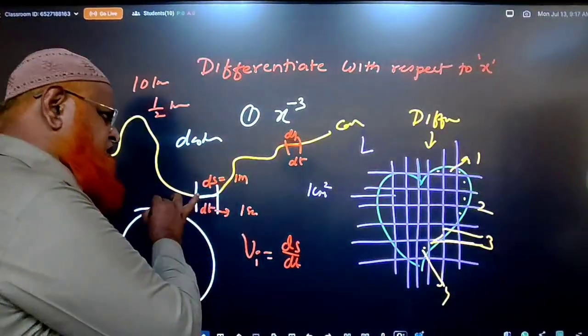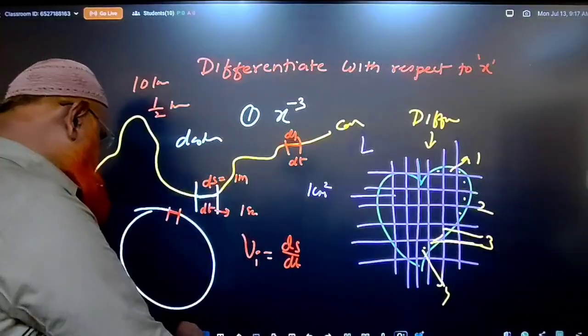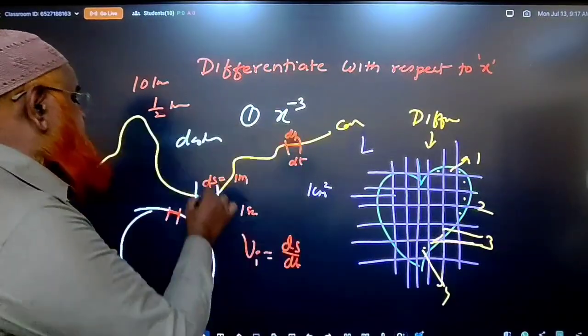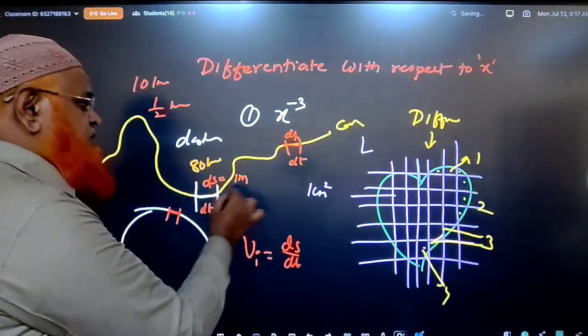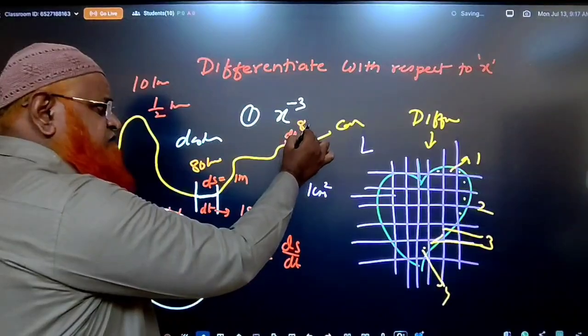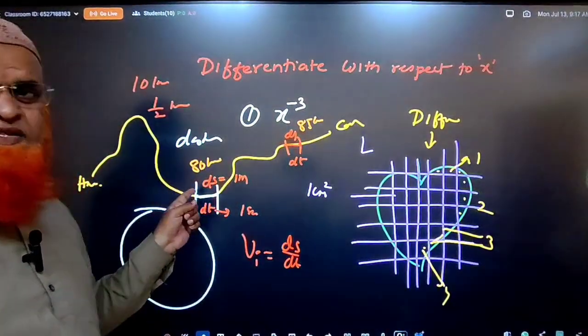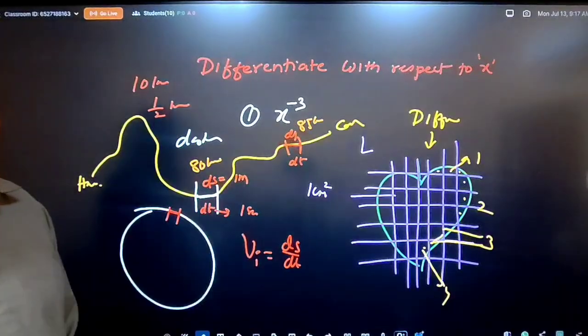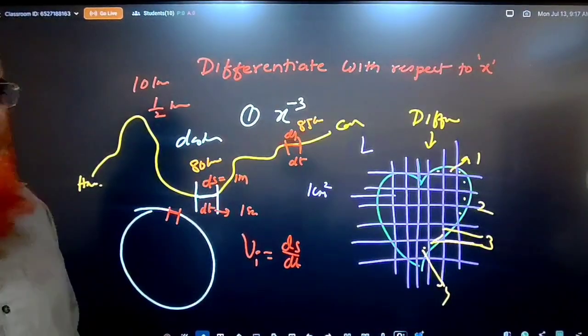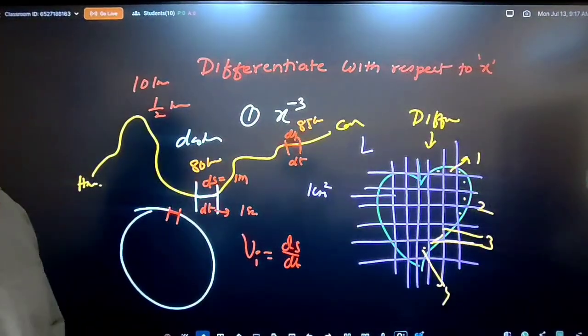For example, during the journey, the speedometer of your bike is showing 80 kilometers per hour, but here it is showing 85 kilometers per hour. Your speed has increased from here to here. Here instantaneous speed is different, there instantaneous speed is different. Understood what I'm saying now? This is the meaning of differentiation.